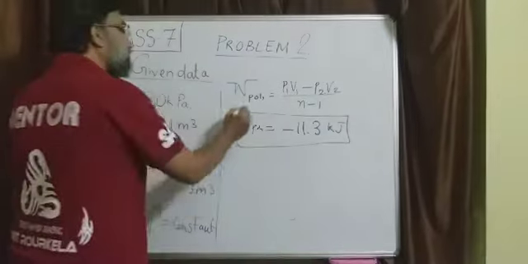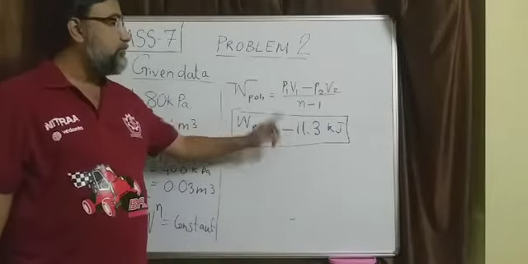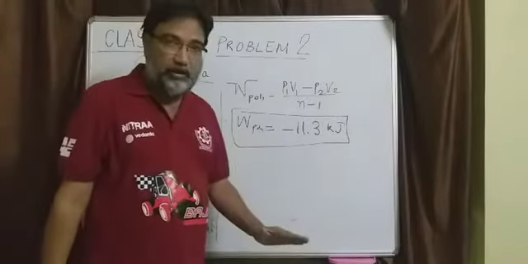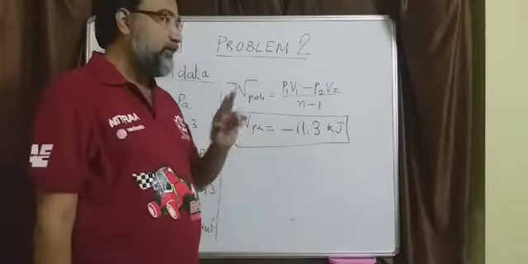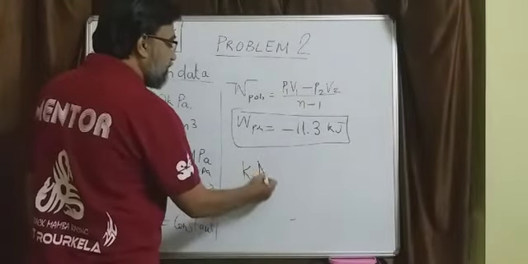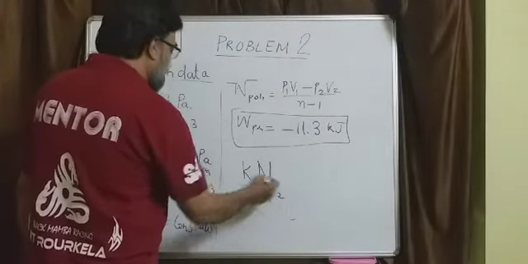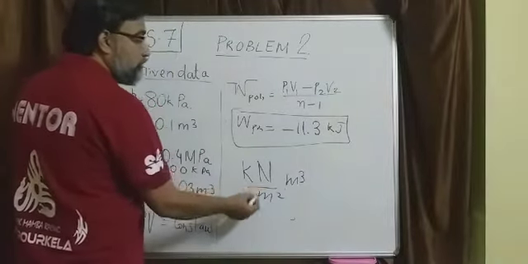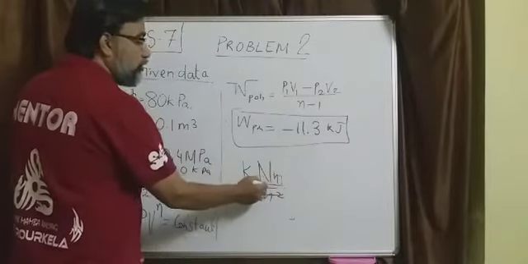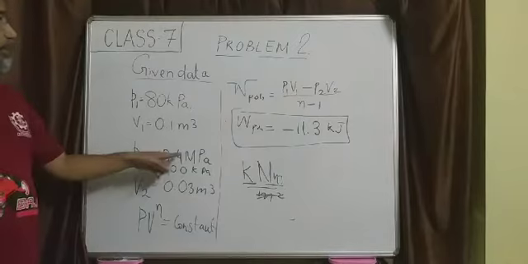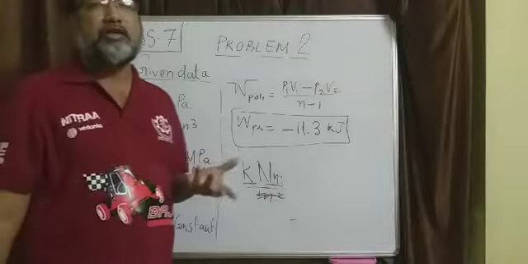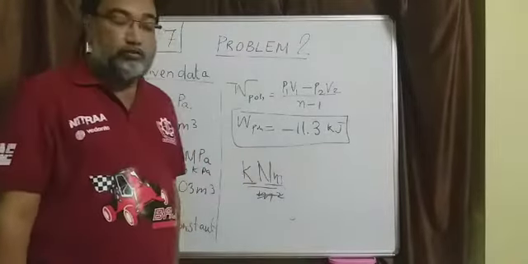Now, certain things. Why are you getting minus here? Because you know that it is a compression process, the expected answer will be negative. It has come in negative. Second thing, why is it kilojoules? Because pressure is in kilopascal, so kilonewton per meter square, and volume is in meter cube. So kilonewton per meter square into meter cube is nothing but kilonewton meter, and newton meter is joule, so kilonewton meter is kilojoules. That's why I converted this megapascal to kilopascal, so that uniformity in the units of pressure is maintained. So this is how you can solve this problem.